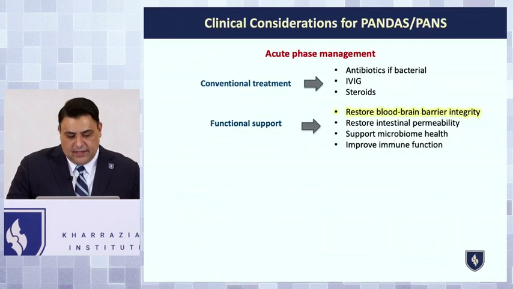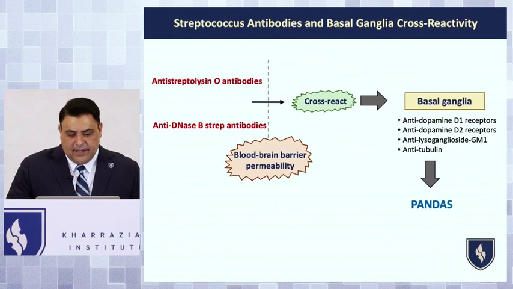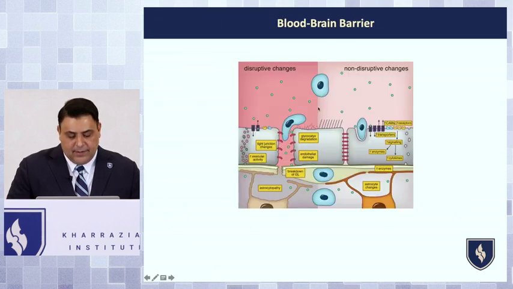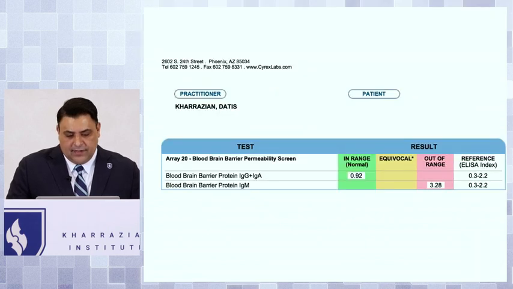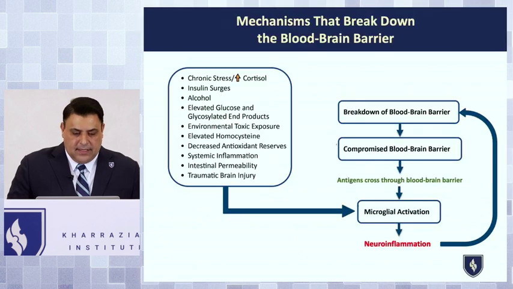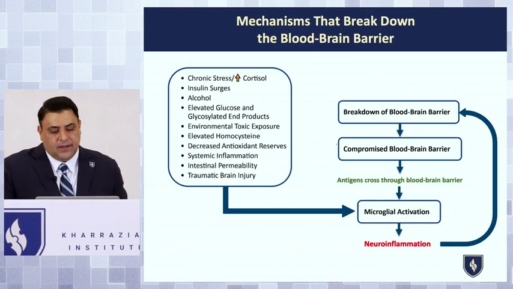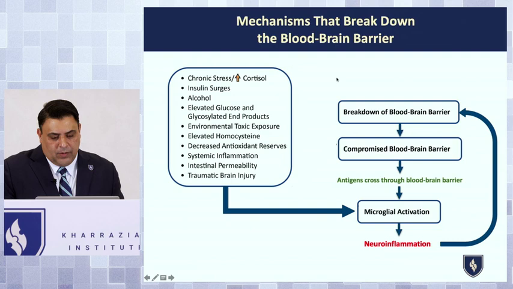And then functionally, in the acute phase, you really want to try to restore blood-brain barrier permeability. And remember that these pathogens have to cross the blood-brain barrier. I mean, these antibodies have to cross to get in to cross-react. And a marker you can use for blood-brain barrier permeability is S100B. See if those levels are elevated. You can also measure things like blood-brain barrier protein antibodies and see if those are an issue. And you want to figure out why their blood-brain barrier is breaking down.